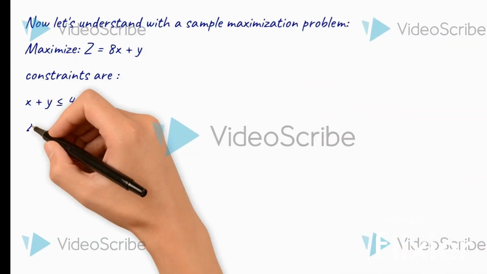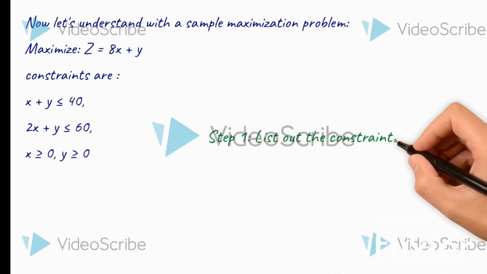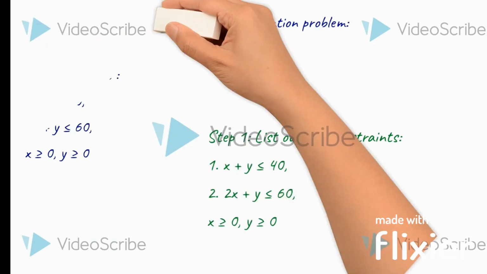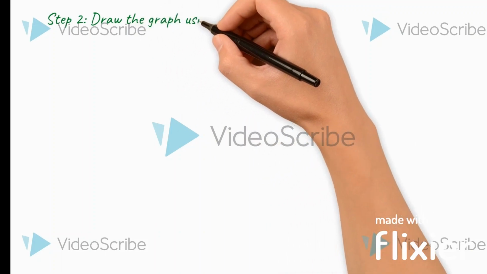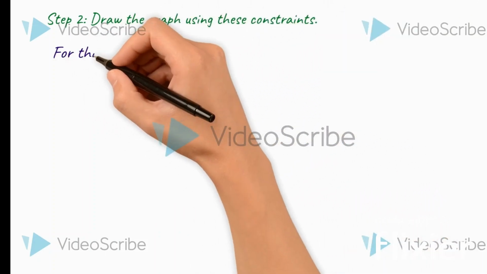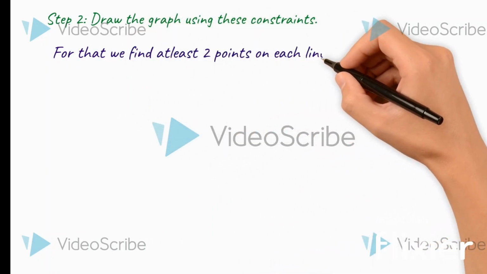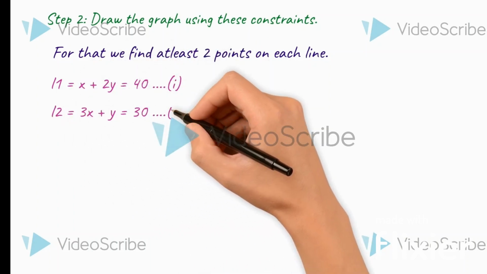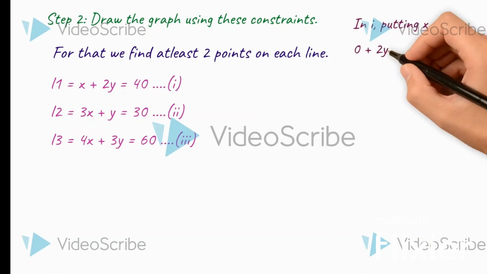Now let's try and understand this with the help of a sample maximization problem. So we'll list out our constraints based on the question, maximize z equal to 8x plus y. That's the first step. Next, once again, we need to draw the graph using these constraints. So what do we need to do for that? We should find at least 2 points on each line. So we have the three lines that I stated, x plus 2y equal to 40 and so on.